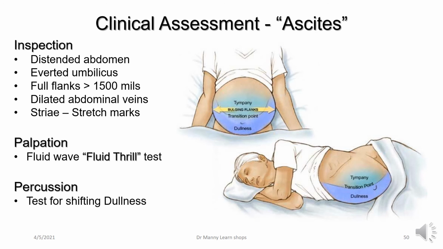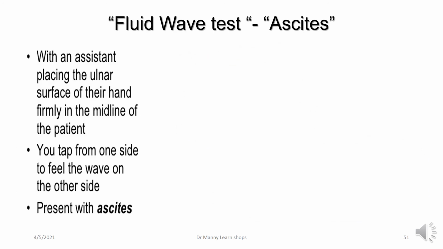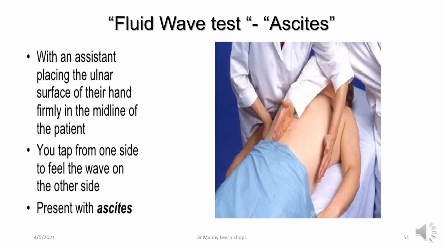Because it's free in the abdomen. When you do a fluid wave test for ascites, you need an assistant. The assistant places the ulnar surface of their hand firmly in the midline of the patient. You tap from one side to feel a wave on the other side. You'll feel the fluid move. The assistant placing the ulnar surface of the hand just stabilises the abdomen. And if you feel it, there's ascites present.